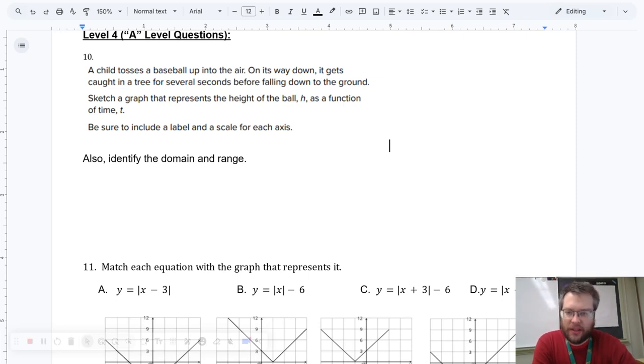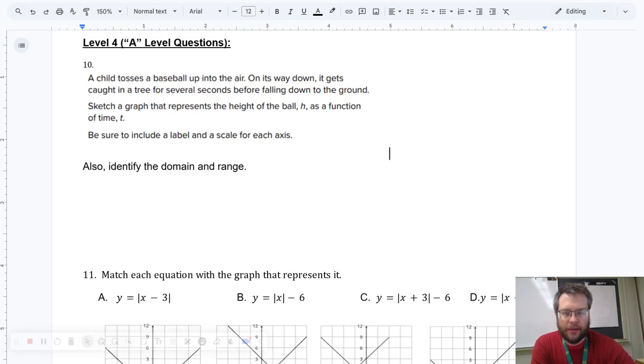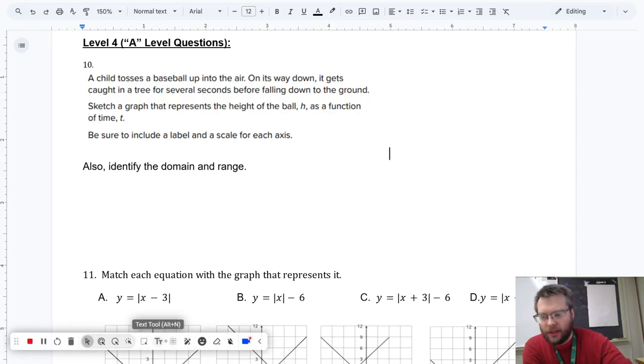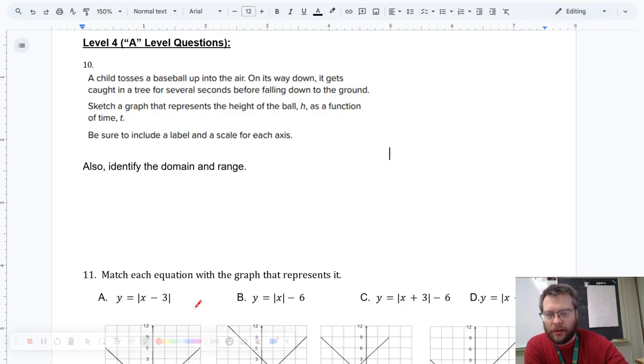All right, here is our last part of our function review. We've got some A-level questions that are allegedly a little bit harder than some of the other ones. So let's try it. A child tosses a baseball up into the air. On its way down, it gets caught in a tree for several seconds before falling to the ground. Sketch a graph that represents the height of the ball h as a function of time t.